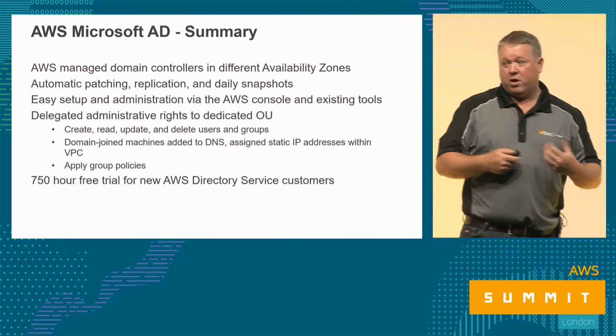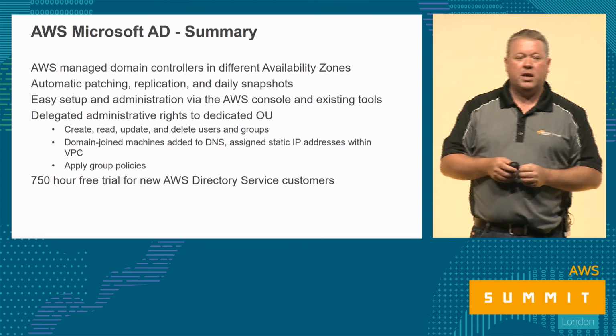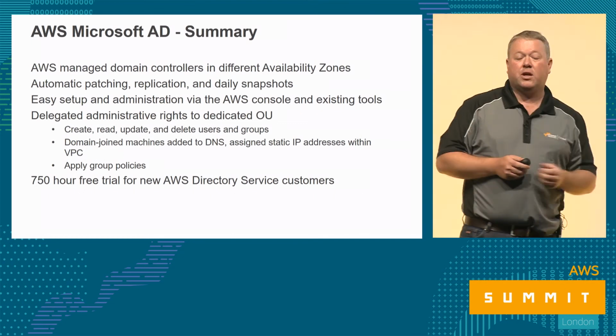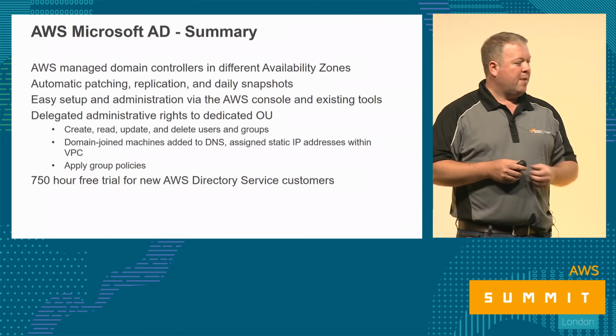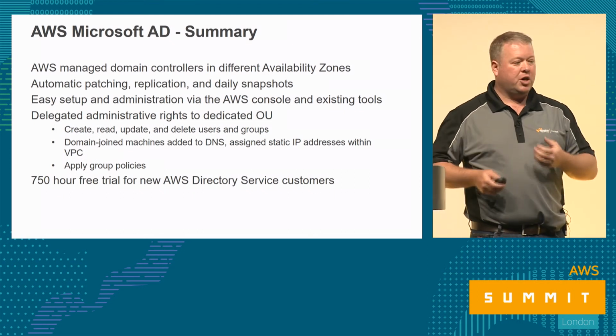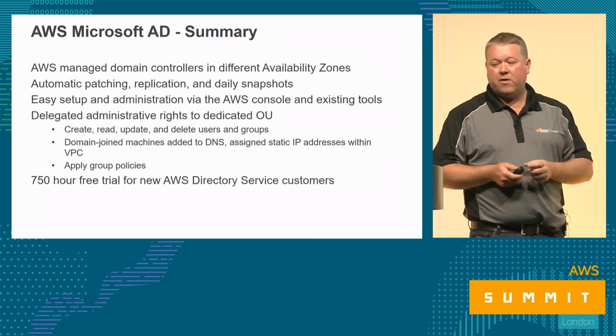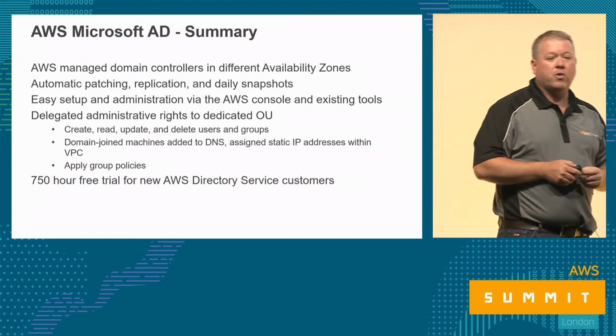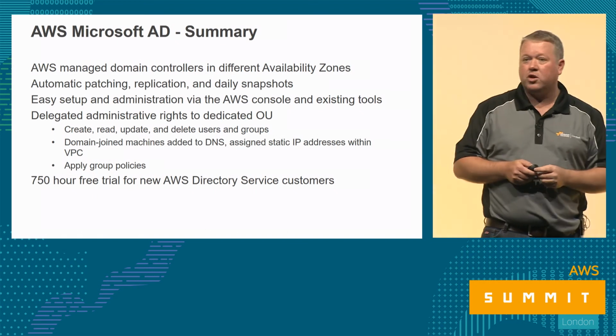So in summary for the Microsoft AD, and then we'll move on to AD on EC2. What we're talking about here is managed domain control, fully available, automatic patching, and replication is all controlled by us. It's very easy to set up via the console or the SDKs. And you get delegated controlled access, so you can control permissions and usage.